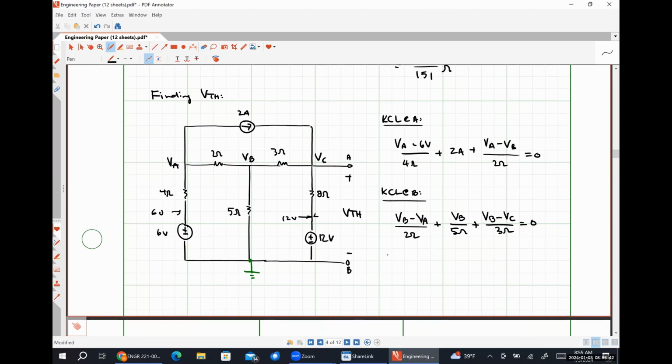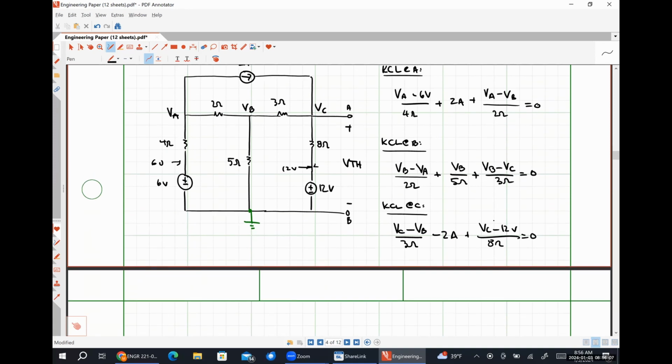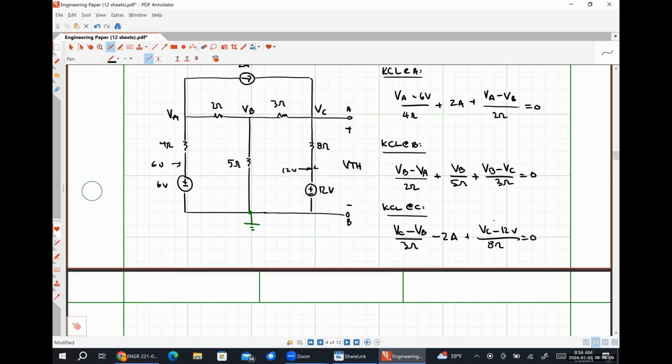KCL at node C is going to be VC minus VB over 3, minus 2 amps, plus VC minus 12 over 8. And now I'm just going to solve this three equation, three unknown system for VA, VB, and VC.